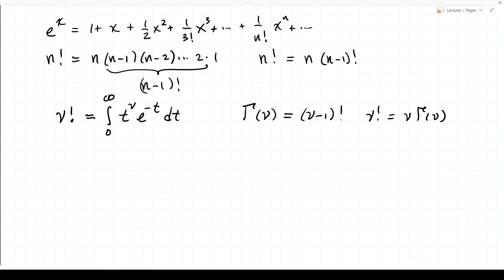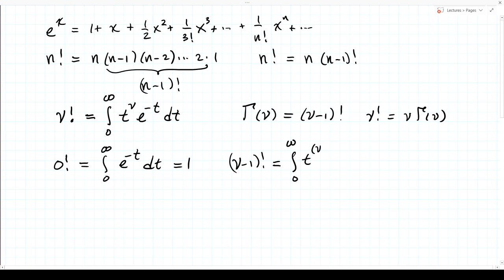So we can start off with putting in 0 for nu, and we would get 0 factorial is equal to the integral from 0 to infinity of t to the 0, which is 1, e to the minus t dt, which is easy to do, that's just equal to 1. And then you can show that if you take nu minus 1 factorial to be equal to the integral from 0 to infinity of t to the nu minus 1, e to the minus t dt, then nu factorial is equal to nu times this integral.